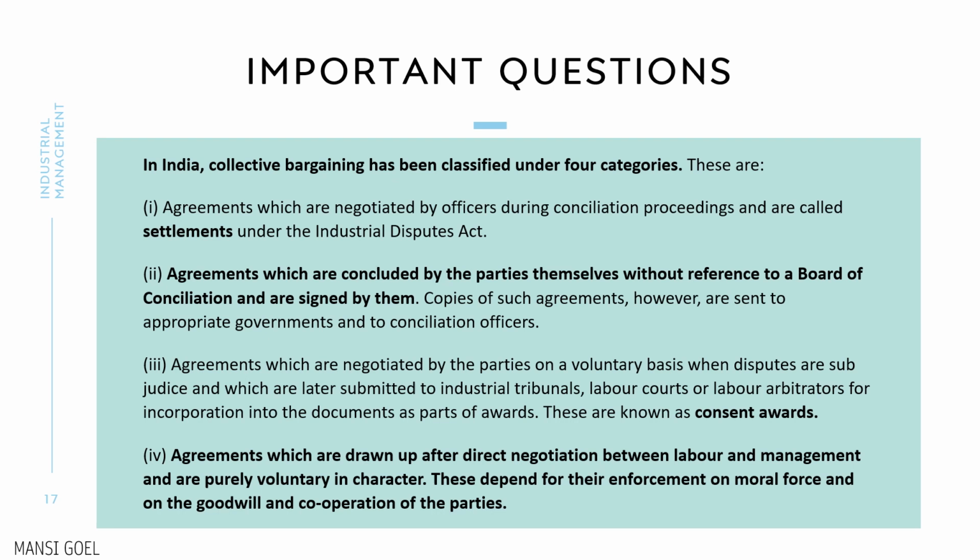3. Agreements which are negotiated by the parties on a voluntary basis when disputes are sub judice and which are later submitted to industrial tribunals, labor courts or labor arbitrators for incorporation into the documents as parts of awards. These are known as consent awards. 4. Agreements which are drawn up after direct negotiation between labor and management and are purely voluntary in character. These depend for their enforcement on moral force and on the goodwill and cooperation of the parties.